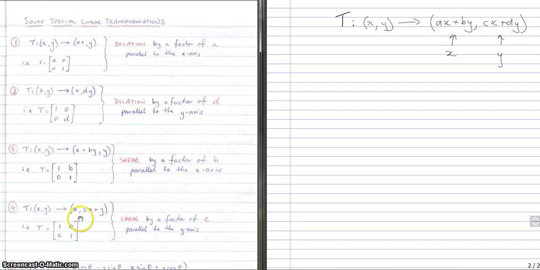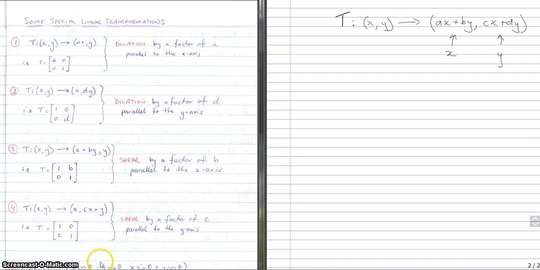The other one is where the shear is parallel to the y-axis. Our x values remain unchanged, but our y values are changed in such a way that a factor is multiplied by x and added to y. So that's not a 0 there, that's a c, just to relate this to c here. So it's 1, 0, c, 1.